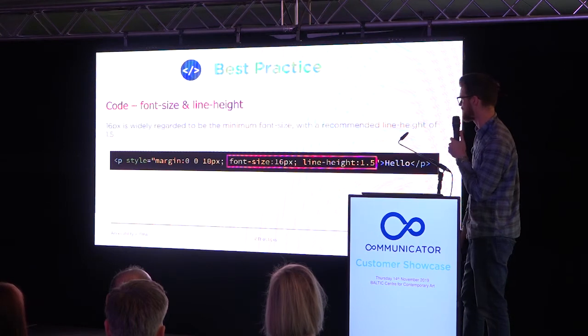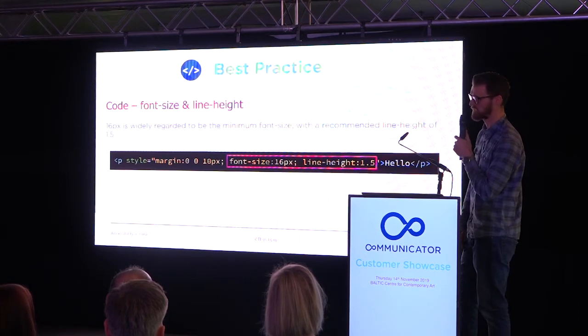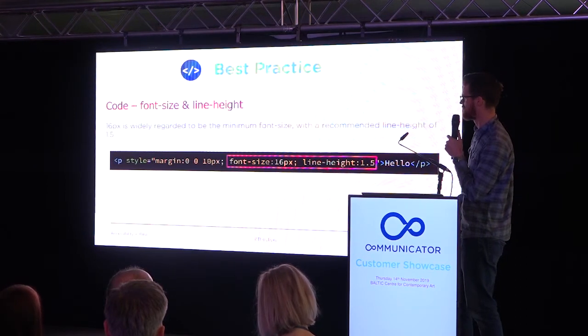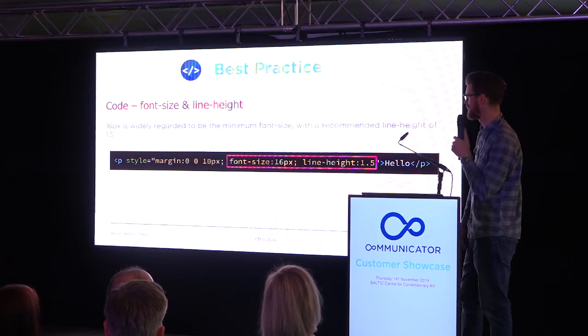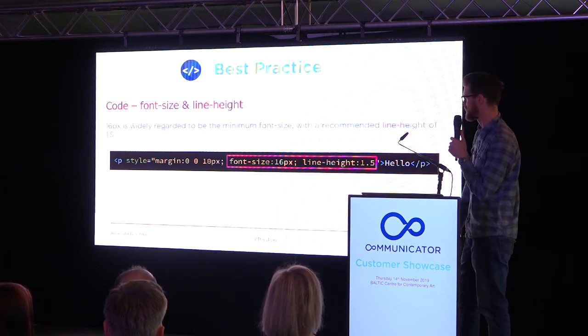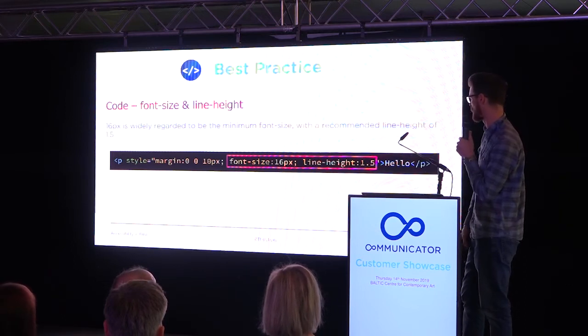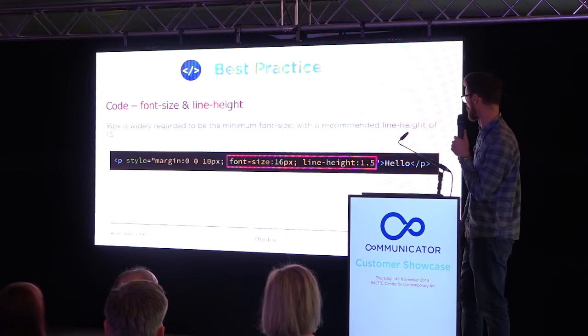Font size and line height. 16 pixels is now widely regarded to be the minimum font size. I think a lot of older designs usually have like 12 to 14 pixels as the minimum height. But really 16, you want to make it easy to read, and a font size of 16 pixels and a line height of 1.5 make that possible.